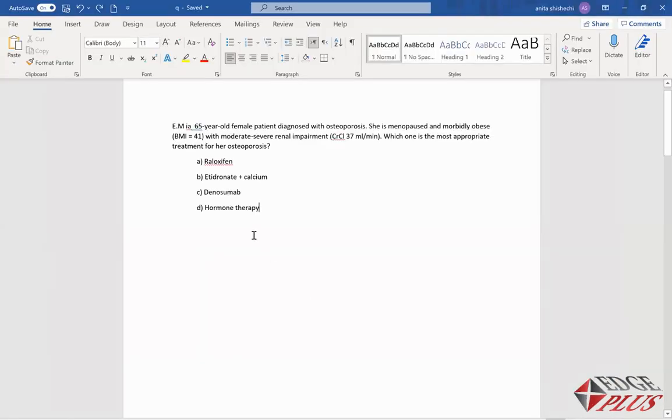Getting back to our question. The first option, raloxifene. The patient is morbidly obese, so raloxifene is out because of thromboembolism risk. Etidronate, as I mentioned earlier, is not a first line anyway because it's a very weak agent. Denosumab, we'll get to that one later. Hormone therapy: I know the patient is postmenopausal, but there's nothing mentioned about vasomotor symptoms, so we're not going to give hormone therapy solely for osteoporosis. So we're just left with denosumab. That's the best option here. We're just going to highlight that.